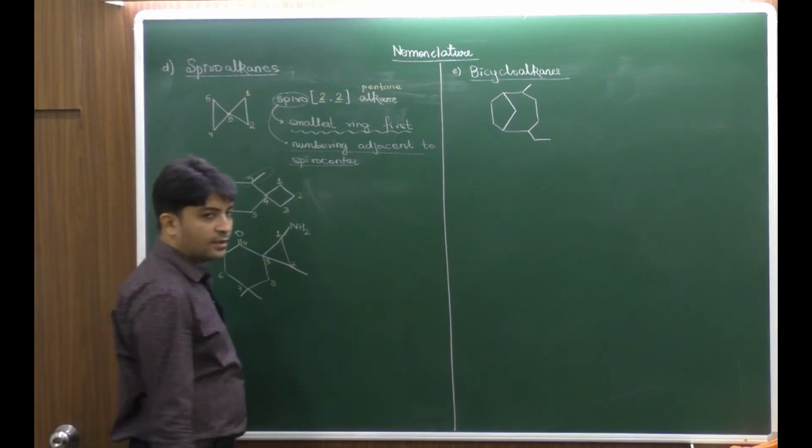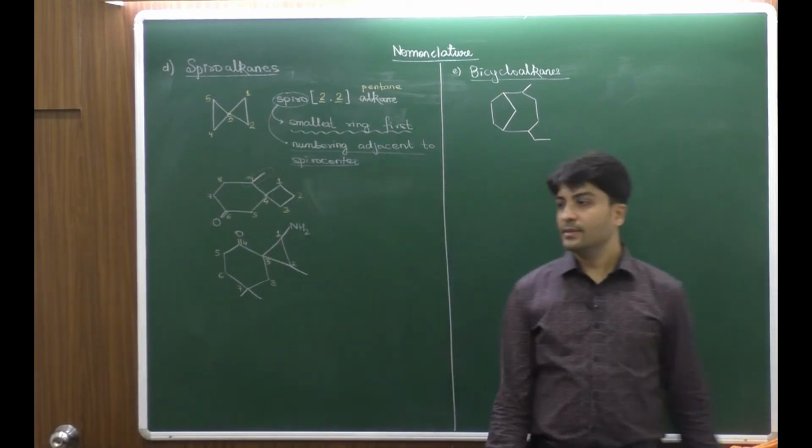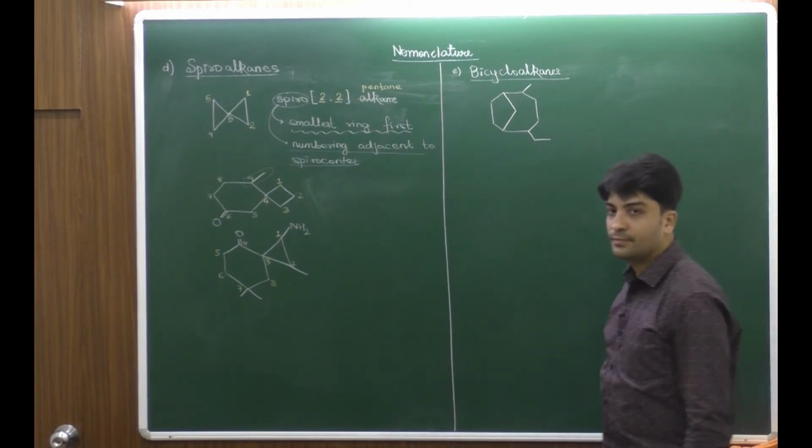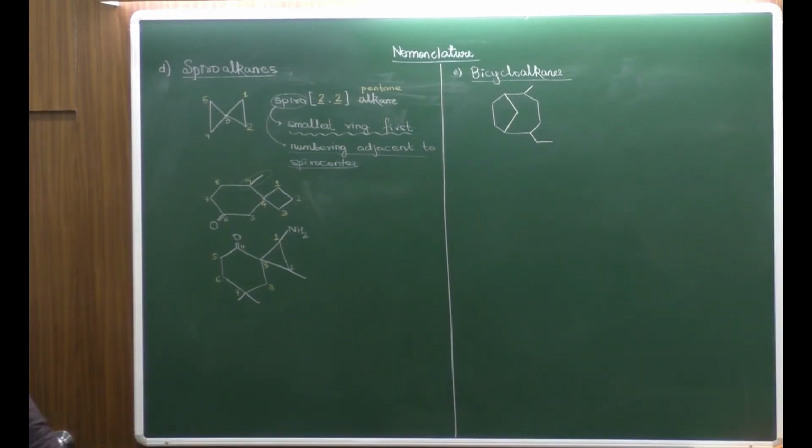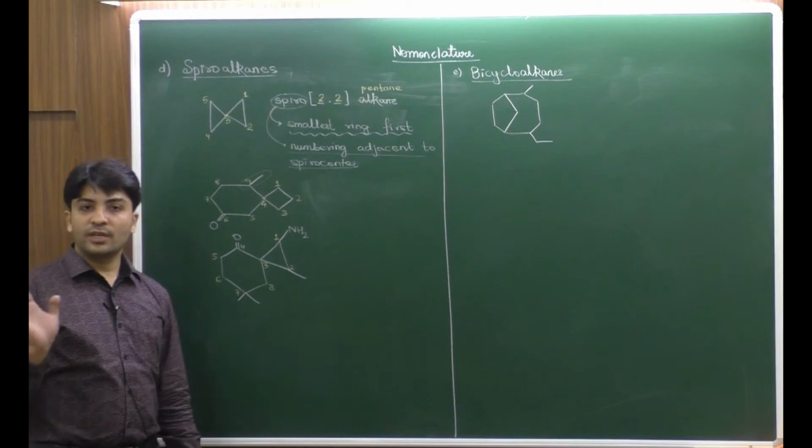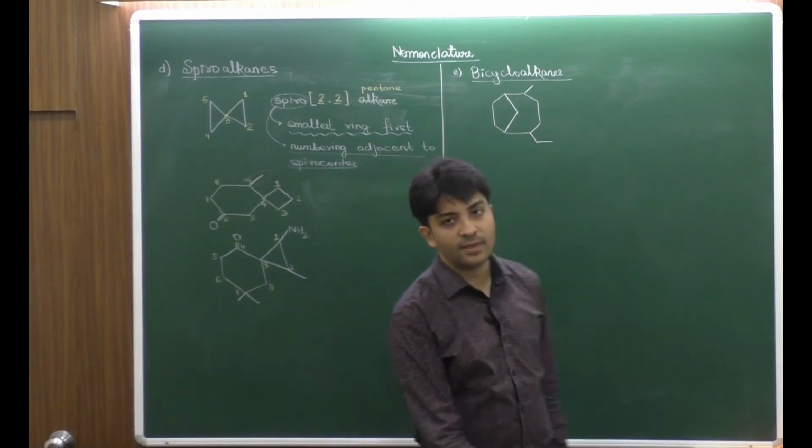What is important is the numbering part. If that is done, I think the things are simple. Rest of all the things remain the same. Only that spiro as a prefix is something which is different. The rest of the rules we did for the two-degree prefix, that same thing applies here also.